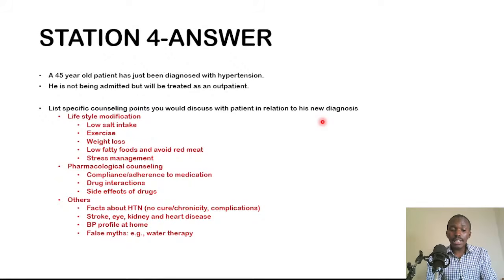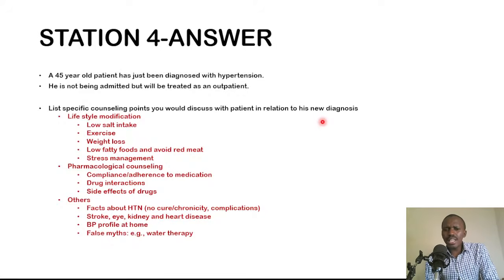And tell them to actually come in for review when they notice these side effects. They shouldn't just stay home. And of course, the other facts, for example, like I said, hypertension, there's no cure. It's chronic. They'll have it for life. They have to take the medication. And there will be some complications if they don't take the medication.